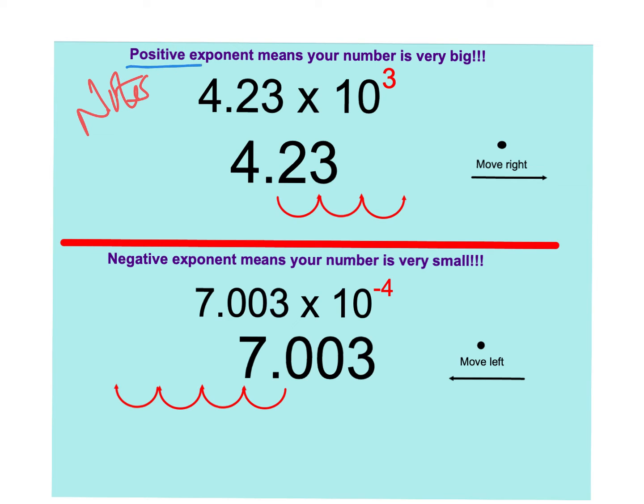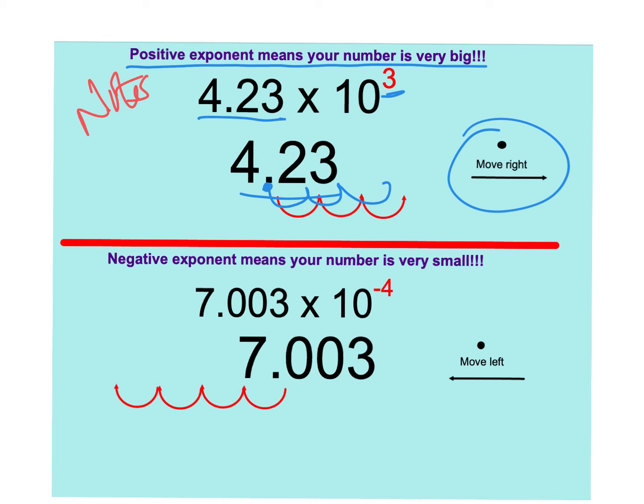So if we have a positive exponent, it means your number is really big. Don't worry about which way to move it. The decimal is going to move to the right. So if you have a number between 1 and 10 times 10 to the power of 3, you're going to take this number and move the decimal once, twice, 3 times. We're going to put a 0 in that blank, and put a comma where it needs to go: 4,230. So that's a big number.